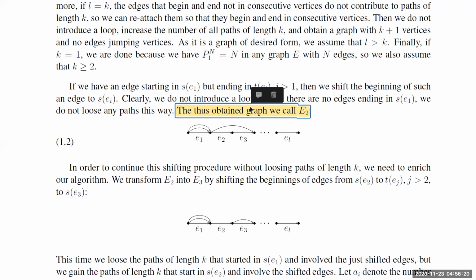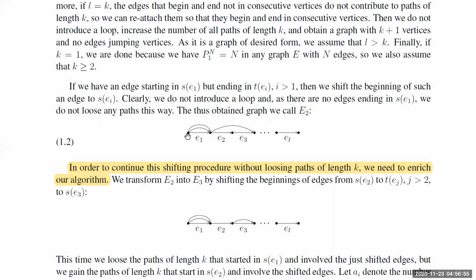Okay, so if we want to continue this procedure, well, we must be a bit smarter. We must enrich our algorithm. Otherwise, it will not work for the simple fact that now, say, look at this jumping edge over here, okay? If I shift the beginning of this jumping edge from S of E2 to S of E3, I'm losing some paths.